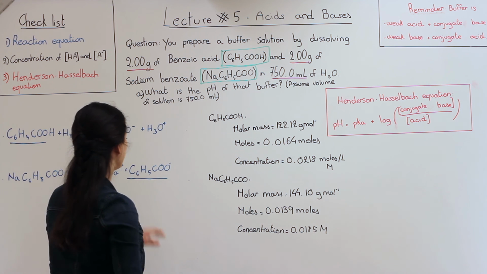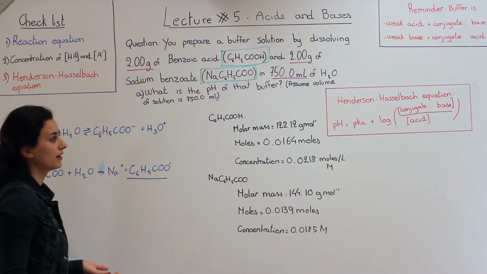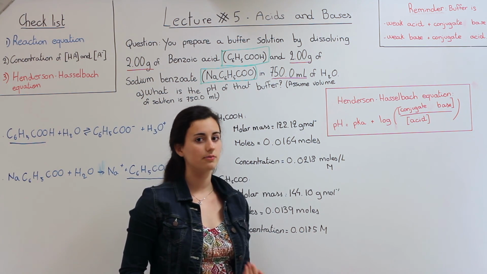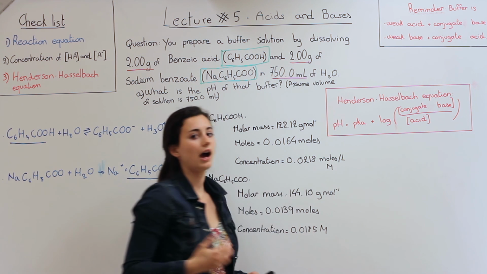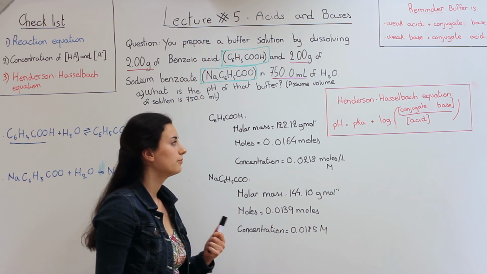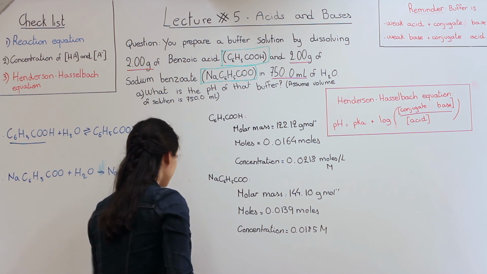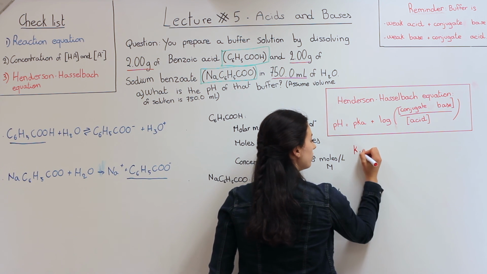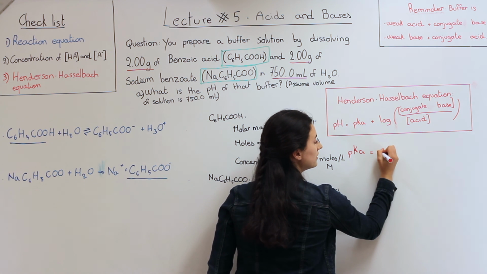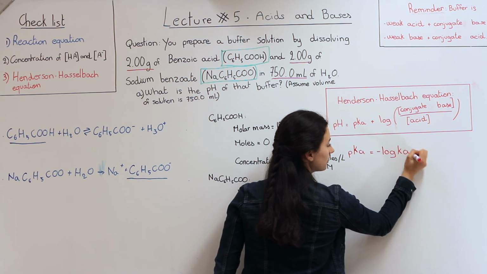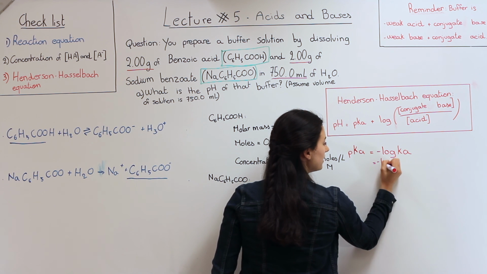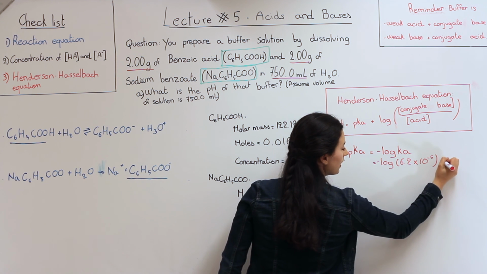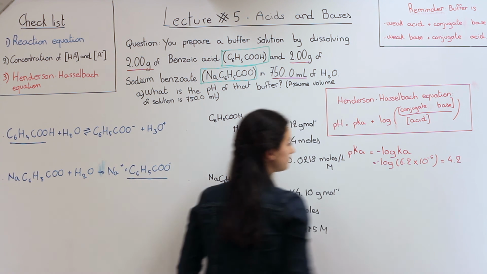Now that we have the concentration of the weak base and the acid, we can simply plug it back into the Henderson-Hasselbalch equation. However, as you notice, the Henderson-Hasselbalch equation has pKa, and I was given the Ka. Well, I was given it, but you can also find it in your formula booklet. So to convert from Ka to pKa, I can simply use this equation where the pKa is equal to the negative log of the Ka. And this equals negative log of 6.2 times 10 to the power of negative 5, which equals 4.2.